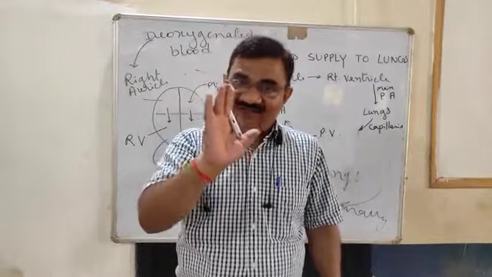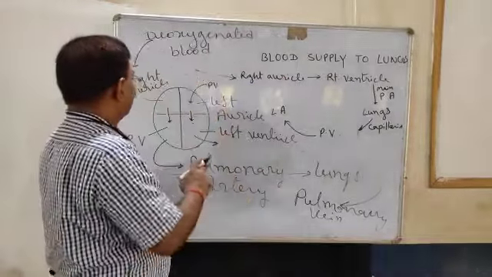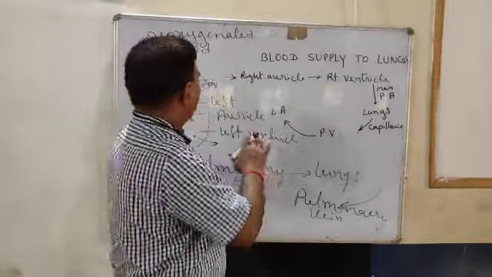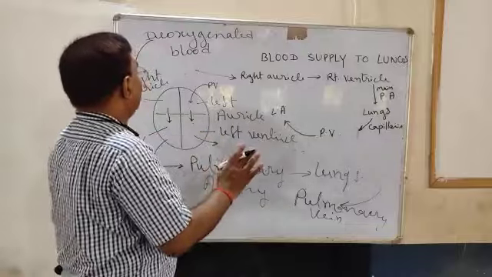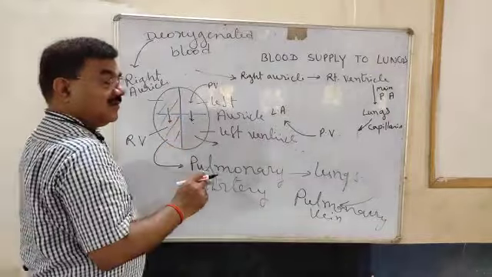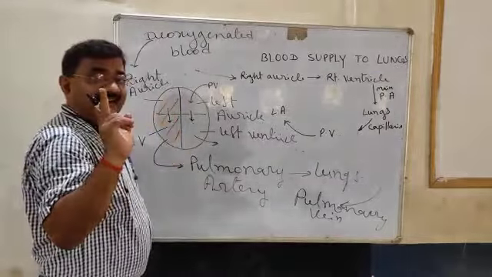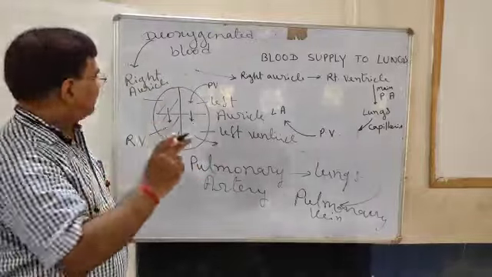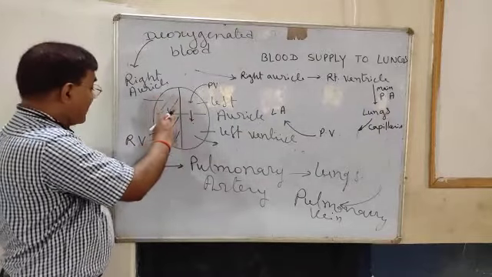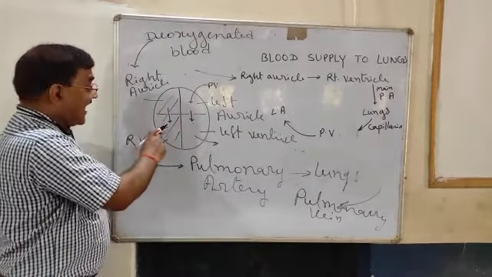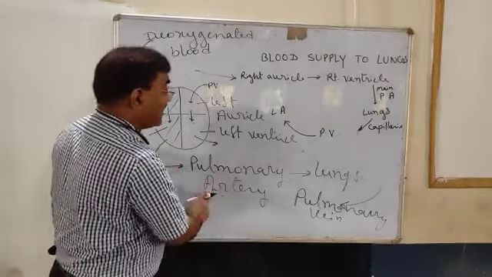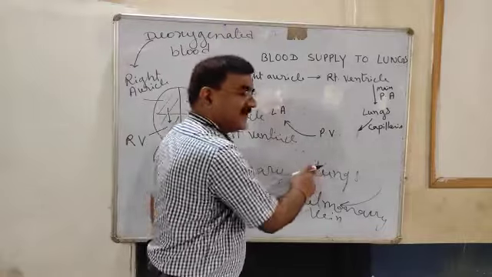Understood or not? Once more, let me make it clear. As I have told you, the human heart has 4 chambers. Upper 2 chambers are auricles, lower 2 chambers are ventricles. And the right auricle, this is the right side, receives deoxygenated blood from the body. That deoxygenated blood is pumped to the right ventricle. And the right ventricle pumps the deoxygenated blood, and the deoxygenated blood through the pulmonary artery comes out and enters the lungs.